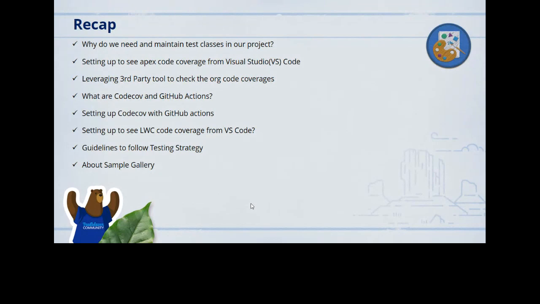CodeCov is not a plugin of VS Code. You just need to log in to CodeCov using your GitHub credentials, and whatever process we have followed, you just need to maintain. First, you have to create the ci.yml file as part of the GitHub Actions, and you have to store the Salesforce auth URL secret in the GitHub repository. Now, for LWC, obviously, you have to install Jest to see the coverage from your LWC test script, as per your client-side scripting.